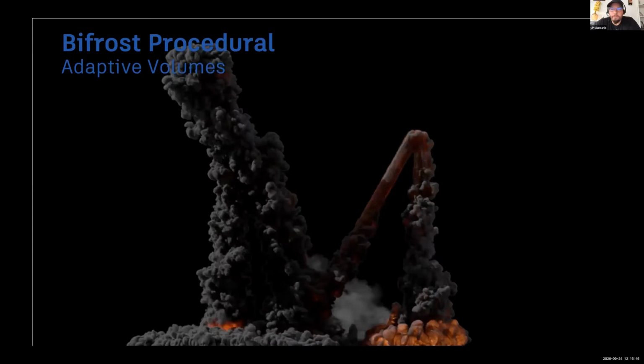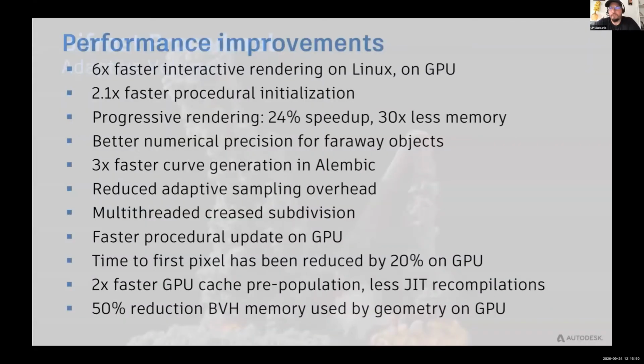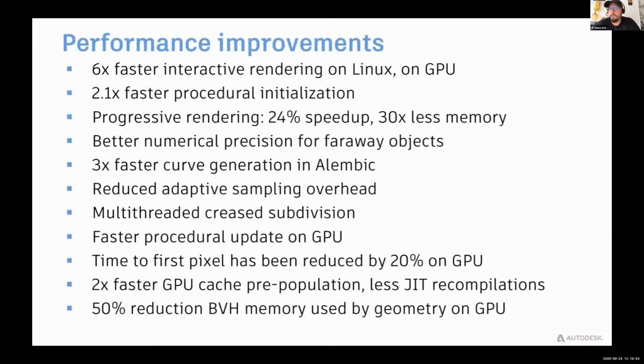When it comes to performance improvements, I just wanted to talk a little bit about what is done, what's really relevant. We have 6 times faster interactive rendering, specifically on Linux on the GPU, 2.1 times faster procedural initialization, and that's thanks to a lot of things that we'll discuss in a bit. Progressive rendering is sped up by 24% and consumes 30 times less memory. It's got better numerical precision for faraway objects. I'm going one by one because this is important. If you can read faster than me, it's good. 3 times faster curve generation in Alembic. This is quite important: reduced adaptive sampling overhead. Multi-threaded crease division. Faster procedural update on GPU. And the time to first pixel has been reduced by 20% on the GPU. 2 times faster GPU cache. And a 50% reduction in BVH memory used by geometry on the GPU.